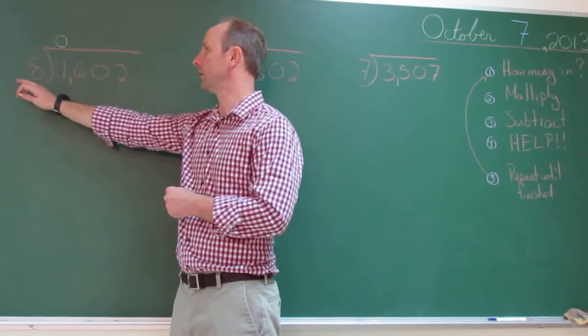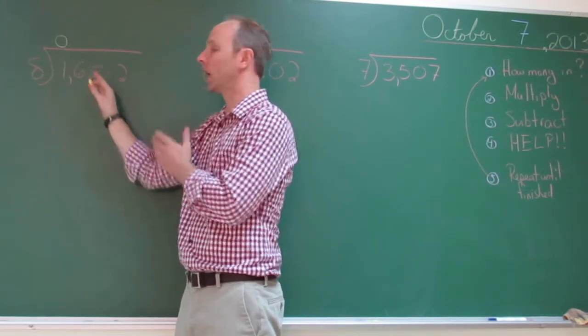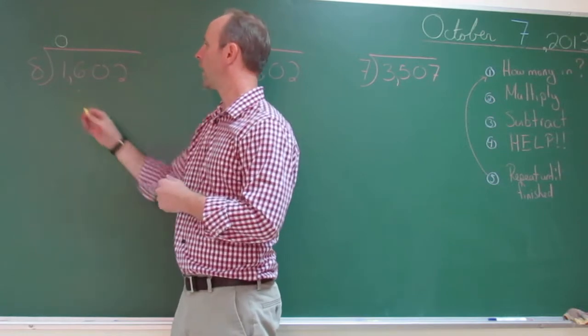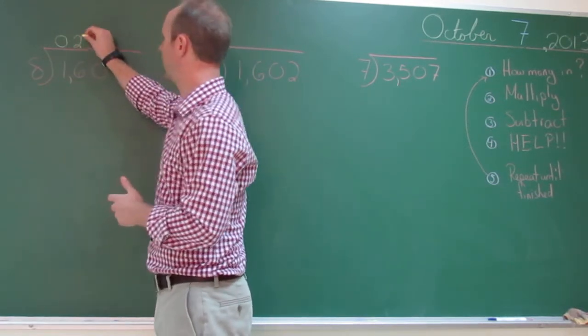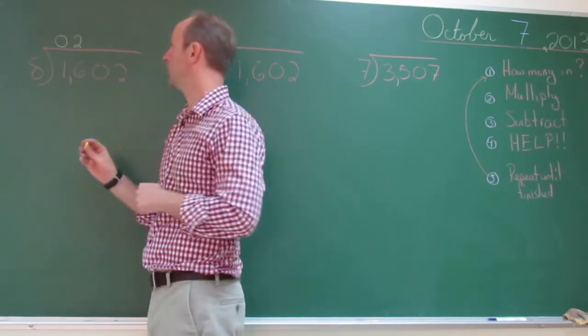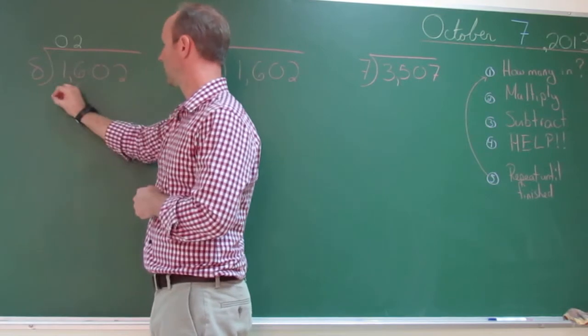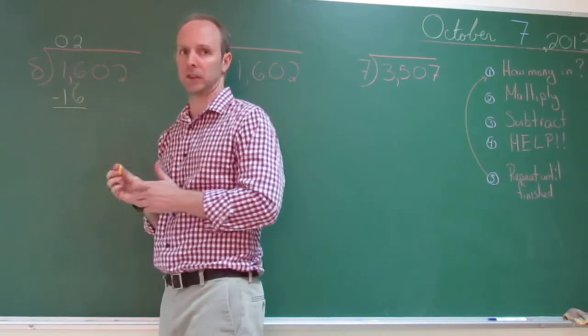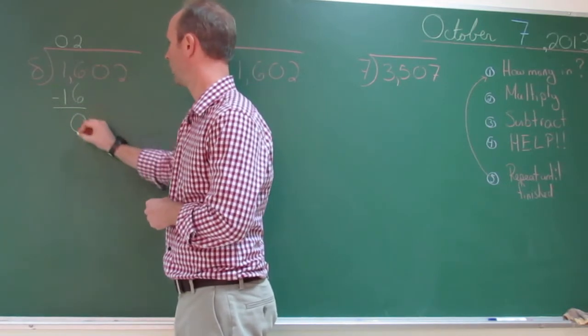It's good to add the 0. Then I ask myself, how many 8s will go into 16? Seeing I couldn't use the 1, I go one digit over. How many 8s in 16? Well, that's 2. And now I get on to my step 2, multiplication. 2 times 8 is 16. Next step would be subtraction. 16 minus 16 is 0.